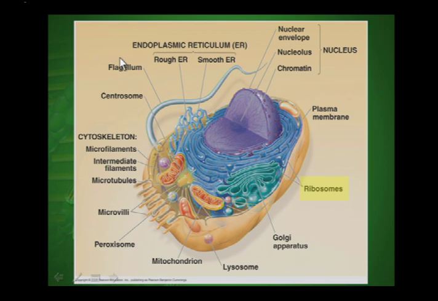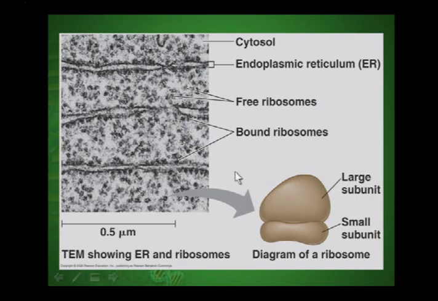As I just mentioned, ribosomes make proteins and will typically be associated with the endoplasmic reticulum, but they can also be free in the cytoplasm. Ribosomes have two subunits to them, but we'll learn a lot more about those later in the course.